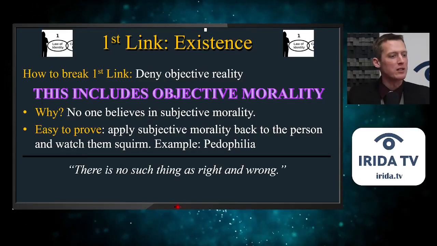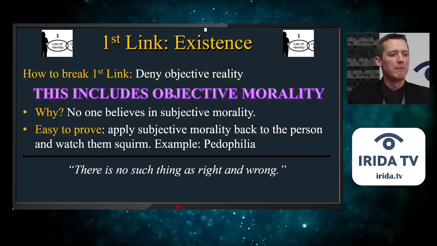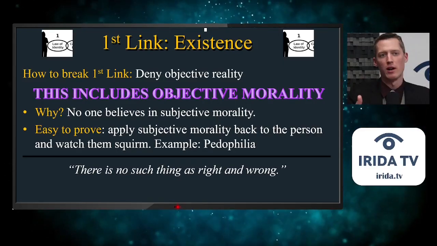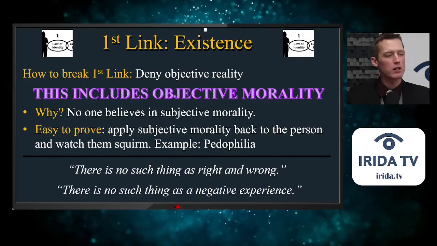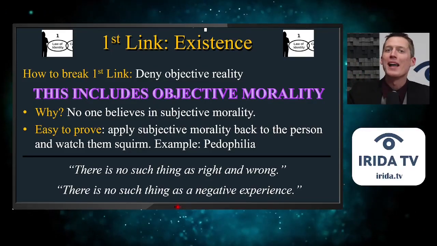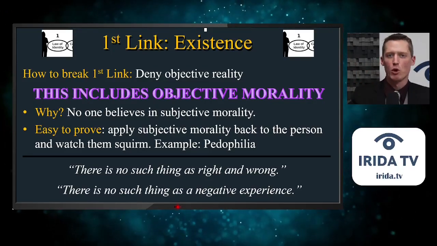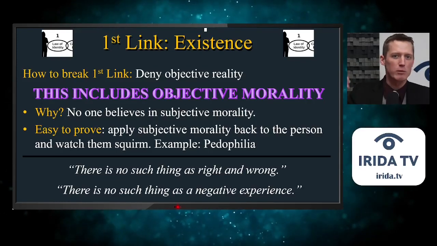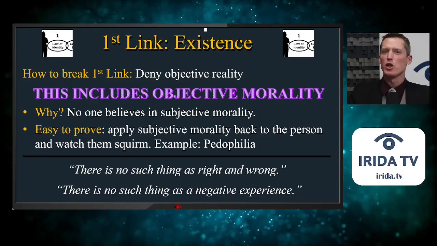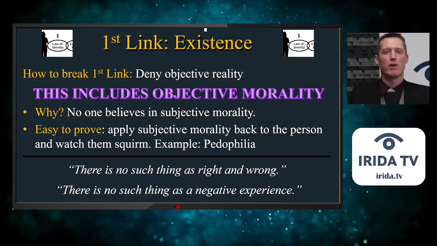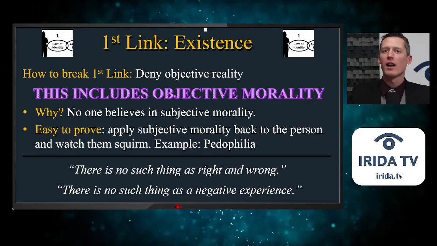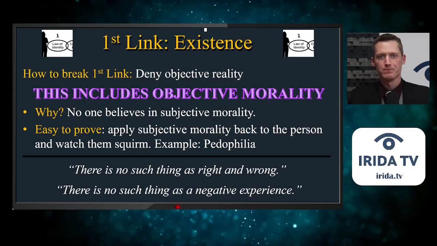Some phrases that will indicate someone is breaking the first link, denying objective morality: there's no such thing as right and wrong, or there's no such thing as a negative experience. This is a very New Age concept. No such thing as a negative experience means I could do bad things to you, and that's just as good. I could torture you, kill you, murder you, steal from you, whatever, and that's exactly the same thing as doing something good. Complete bullshit.